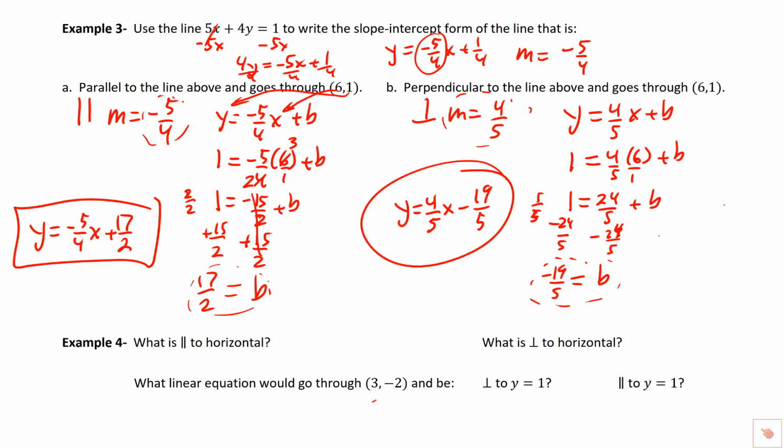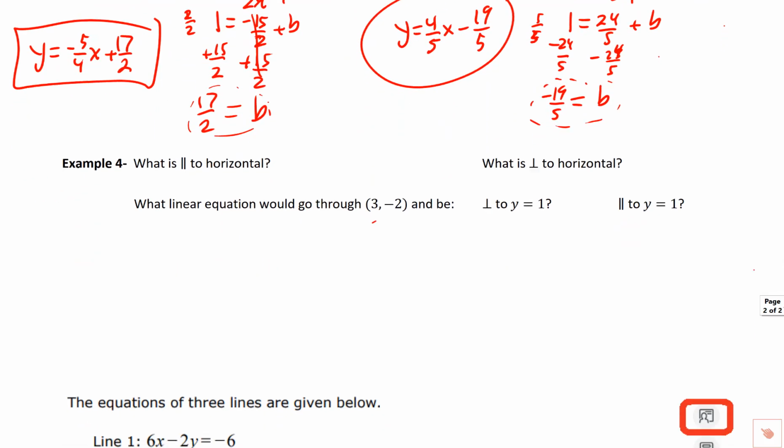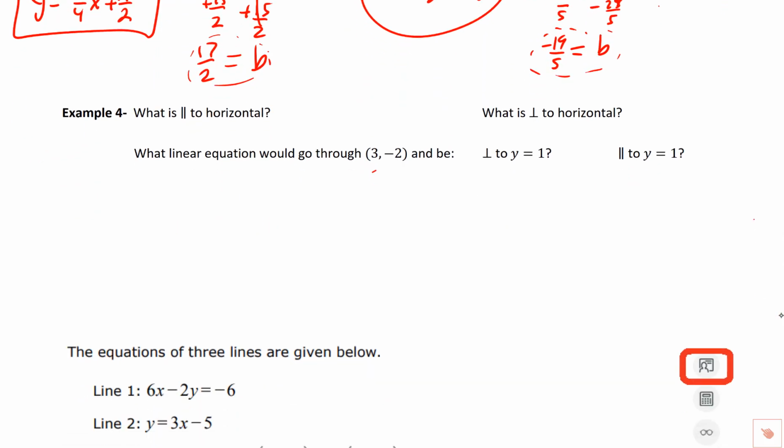Okay, you've got several problems on ALEKS like that. And let's take a look at a few more really quickly. What is parallel to horizontal? So horizontal is like this. Parallel to horizontal would also be horizontal. What is perpendicular to horizontal? Well, again, horizontal is like this, and perpendicular to that would be this. So vertical is perpendicular to horizontal.